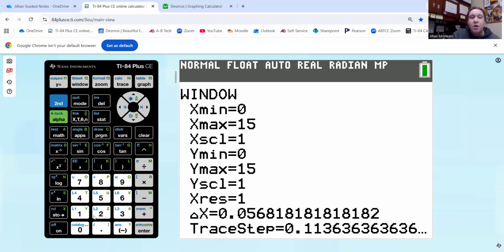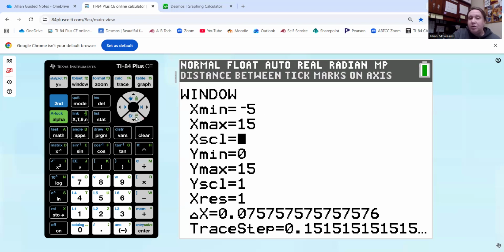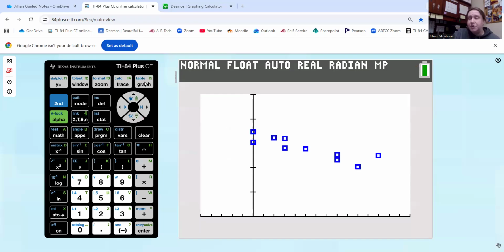So for my window, my x's go anywhere from 0 to 12. So I'm going to do maybe -5 to 15 incrementing by 1. That way I can see all of the data points and none of them are going to be right on the border of my screen. And then my y values are 2.03 to 3.49. So let's just do 0 to 5, incrementing by 1. And there's our data points.